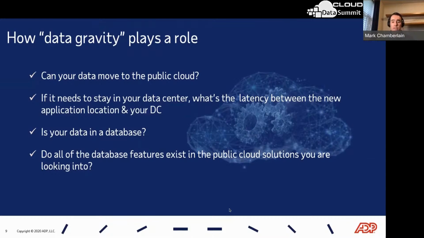And do all the database features exist in the public cloud solutions you're looking into? For example, a lot of large companies use a lot of traditional relational databases. One of those is Oracle, a great relational database product that a lot of companies are using. Do all the features that you're looking to leverage in your Oracle database that's installed in your private data center or your private cloud exist when you go to the public cloud?